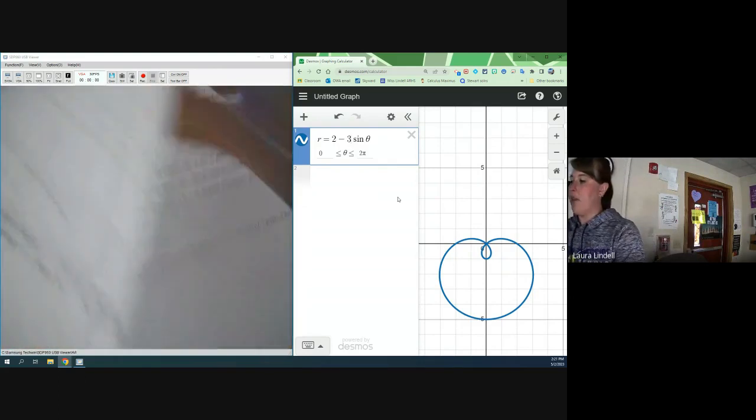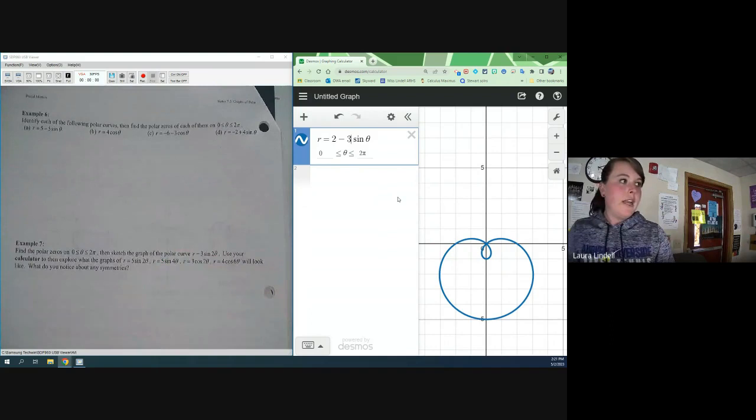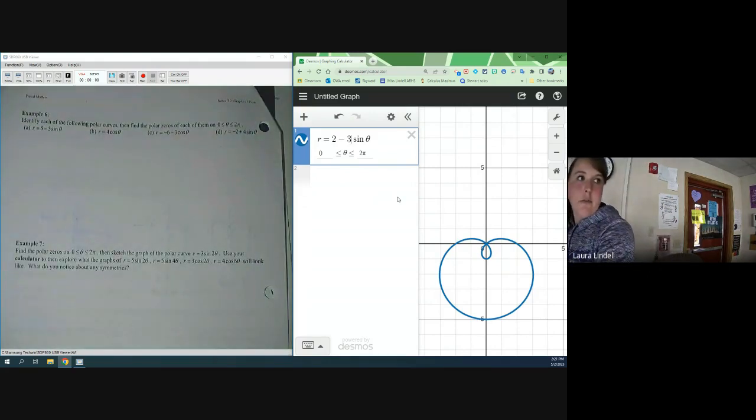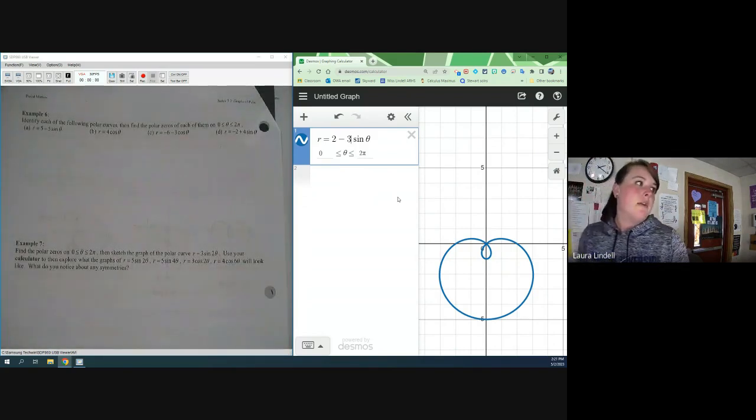So turn the page once more. We're going to go through example 6. Identify each of the following curves, then find the polar zeros for each of them on the interval 0 to 2 pi. So we're going to first look at 5 minus 5 sine theta. Maybe we'll get a lamp going here. That didn't do much on the screen, actually. All right, maybe we don't need the lamp. All right, 5 minus 5 sine theta.